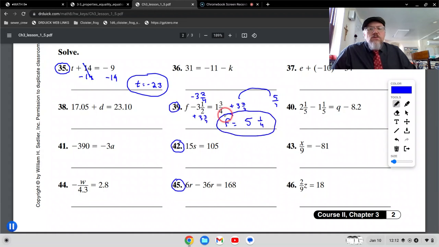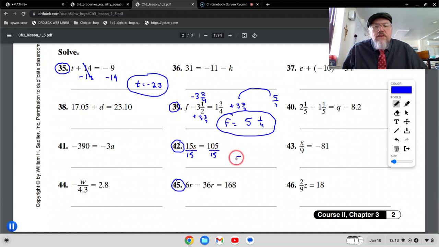Should not be too taxing. Hopefully you've seen something like this along the way. These are the ones that are a little more confusing. If you take this, you have to divide both sides by 15. And your answer, S, will be equal to 7.